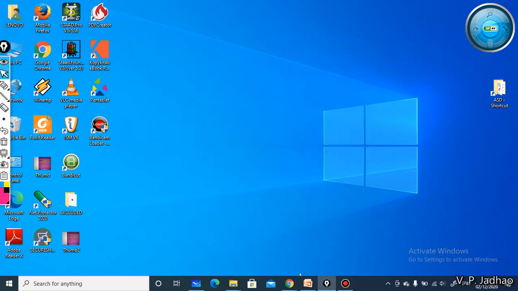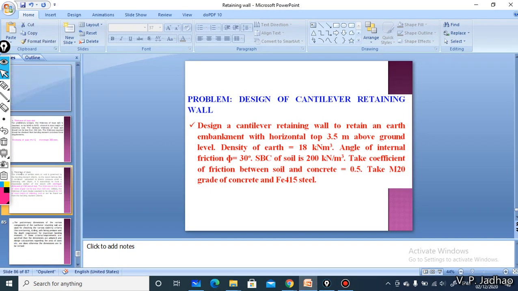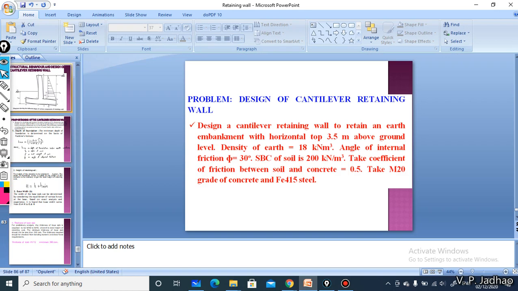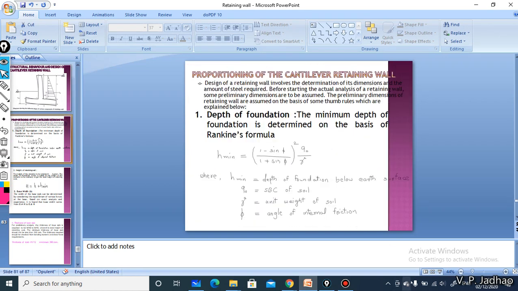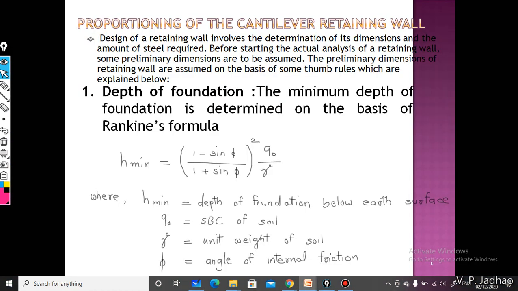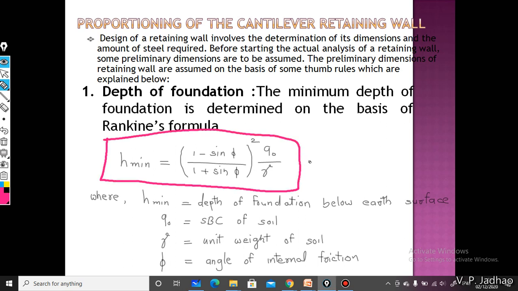Okay, so we have seen some proportioning or dimensioning of a cantilever retaining wall. The minimum depth of your foundation should be taken using this particular formula: h minimum is equal to (1 minus sin phi) divided by (1 plus sin phi) multiplied by q by gamma. So this is the formula which is used for calculating the minimum depth of your foundation.